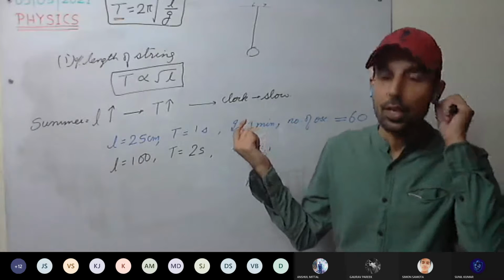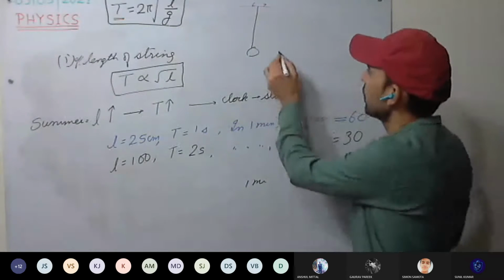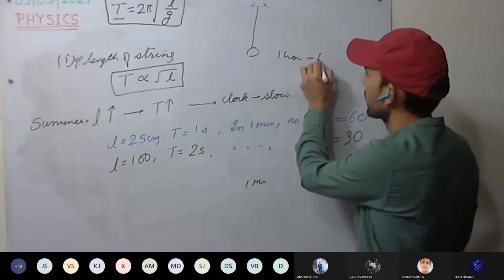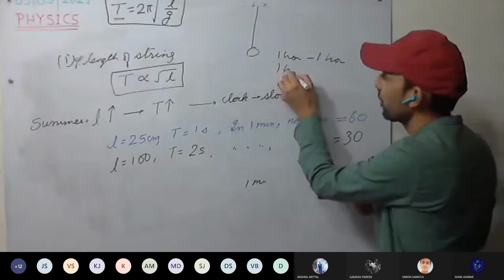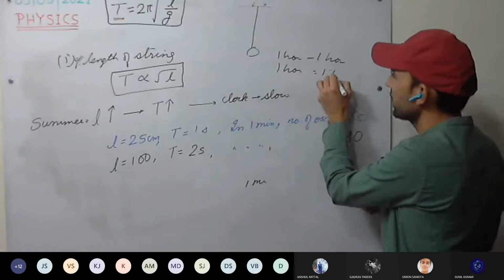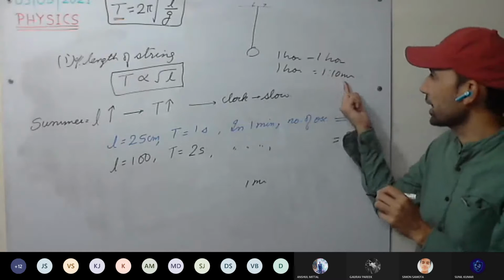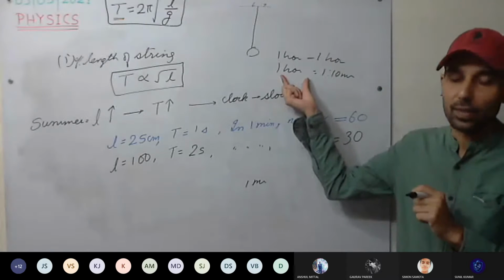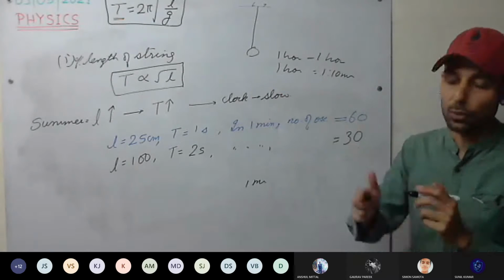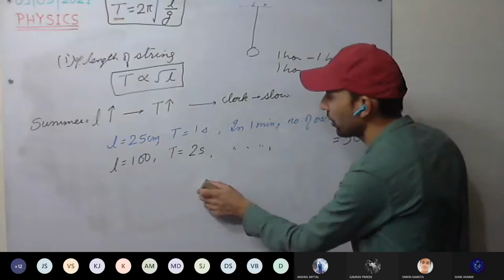Understood? Or in layman terms, we can say earlier, when there was no expansion, 1 hour was 1 hour. Now 1 hour has become 1 hour and 10 minutes, for example. In reality, it is 1 hour and 10 minutes, but our clock is showing that as 1 hour only. Understood? It means clock has become slow. Understood this one?